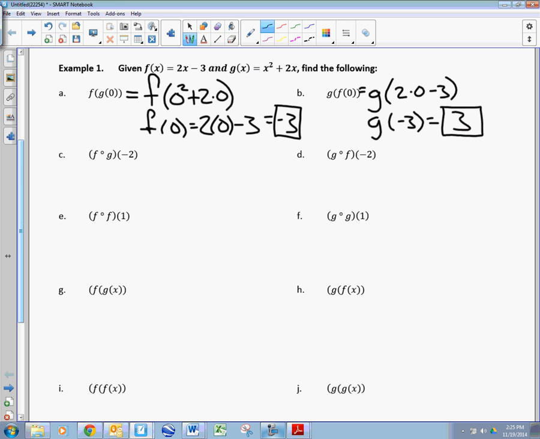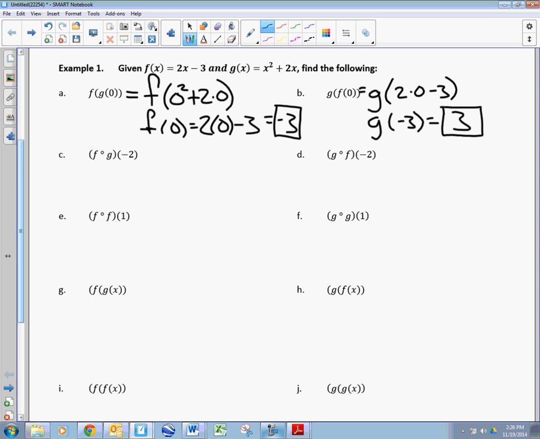C. That's the same type of notation. I will write it out and then I'll erase it. When you see f of g of negative 2, that means f of g of negative 2. If you have to write it out every time like that, then so be it. But I will not. Because then you take negative 3 and you plug it in for this. Negative 3 squared is 9 plus negative 6 is 3. That make sense?